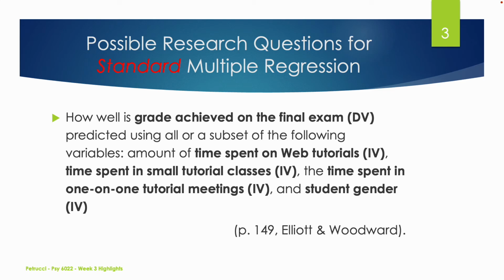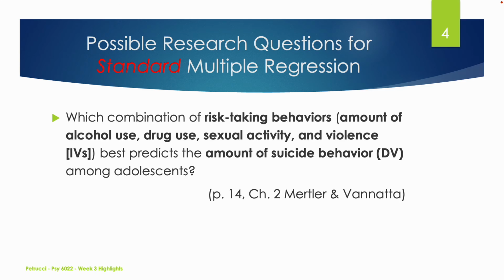So, some possible research questions for standard multiple regression. One example, how well is our dependent variable, grade achieved on the final exam, predicted using all or a subset of the following independent variables? And you see them all listed there. That's from our Elliott and Woodward text, page 149.